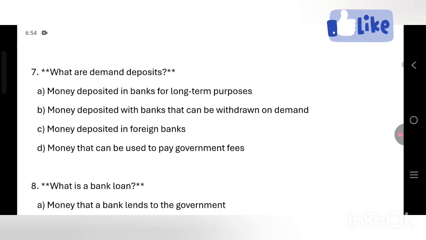Question number 7: what are demand deposits? These questions you might get either in MCQ or in 2 marks questions. What is DD? What is demand deposit? Option A, money deposited in banks for long term purpose. Option B, money deposited with banks that can be withdrawn on demand. Option C, money deposited in a foreign bank. Option D, money that can be used to pay government fees. And the answer is B, money deposited with the bank that can be withdrawn on demand. So money which can be withdrawn on demand is known as demand deposits.